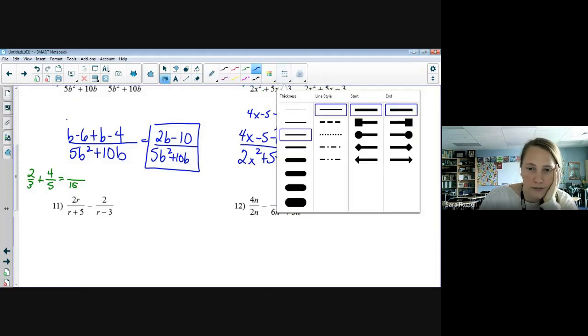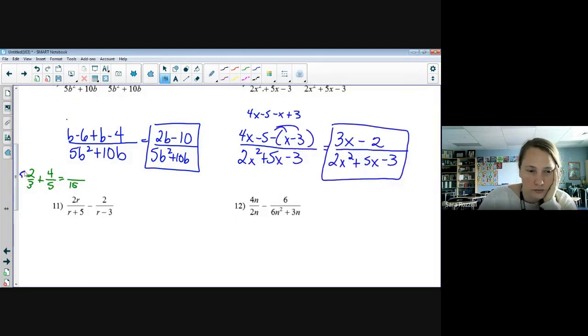5 on top and bottom. Okay, so that's going to be a 10. And then this side's going to need a 3 to get it to 15. So times 3, times 3. And that side's going to be a 12. Then you get 22 over 15.